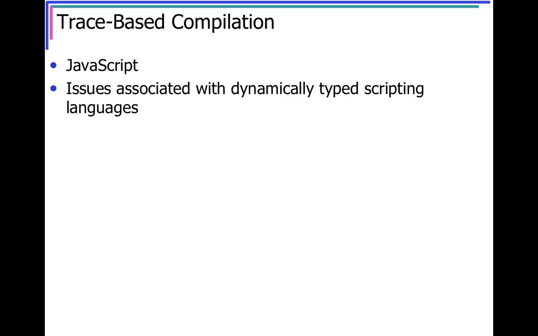In this lecture, we're going to discuss trace-based compilation. In particular, we're going to overview some basics of JavaScript and then dive into a paper on TraceMonkey. This paper is a PLDI paper from 2009. Andreas Gal is the first author, and there are lots of other authors. The paper is entitled Trace-Based Just-in-Time Type Specialization for Dynamic Languages.